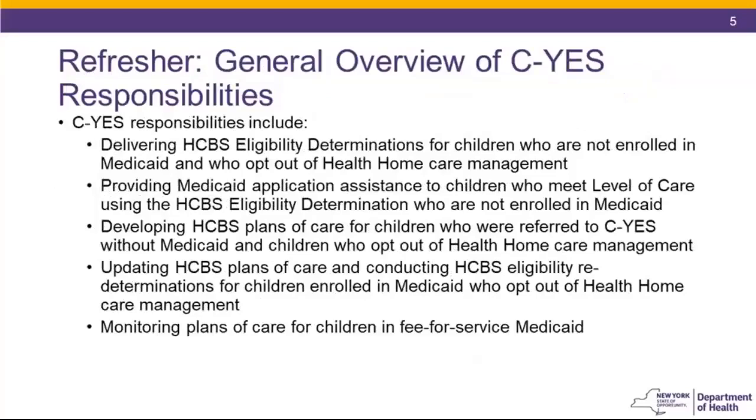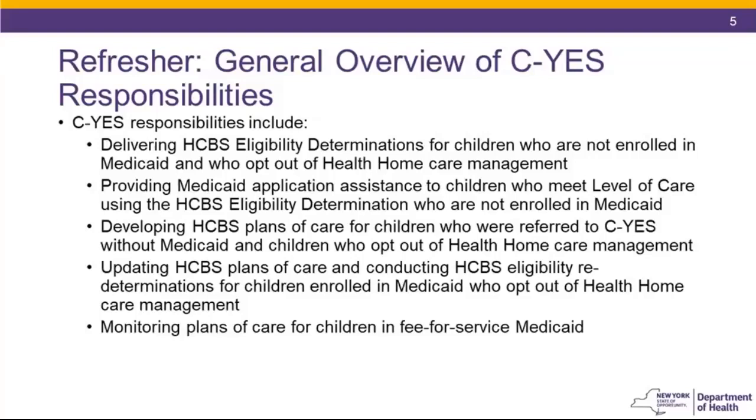So, continuing with a refresher, just a general overview of the role of CYES. Their responsibilities include delivering the HCBS eligibility determinations for children who are not enrolled in Medicaid and who opt out of health home care management, providing Medicaid application assistance to children who meet level of care using the HCBS eligibility determination who are not enrolled in Medicaid, developing HCBS plans of care for children who were referred to CYES without Medicaid and children who opt out of health home care management, updating HCBS plans of care and conducting HCBS eligibility redeterminations for children enrolled in Medicaid who opt out of health home care management, and monitoring plans of care for children in fee-for-service Medicaid.